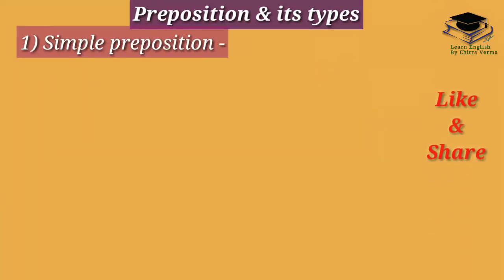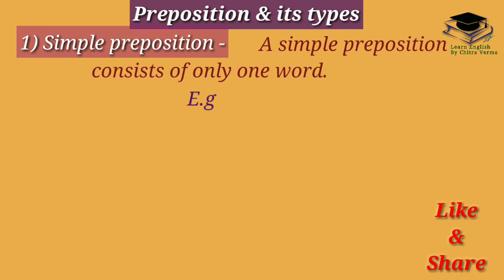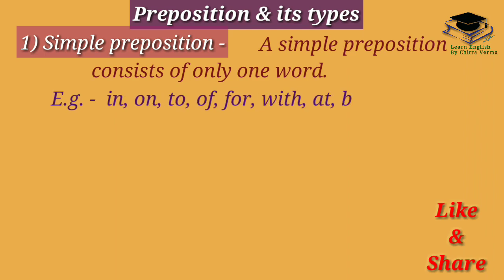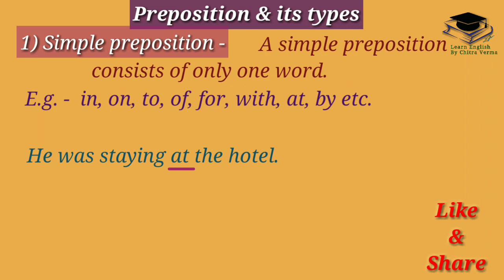First, simple preposition. A simple preposition consists of only one word. For example, in, on, to, of, for, with, at, by are some examples of simple preposition. Now we will form some sentences using simple preposition. He was staying at the hotel. Here, hotel is a noun. At is a preposition which is used before a noun, and it consists of only one word. So it is a simple preposition.